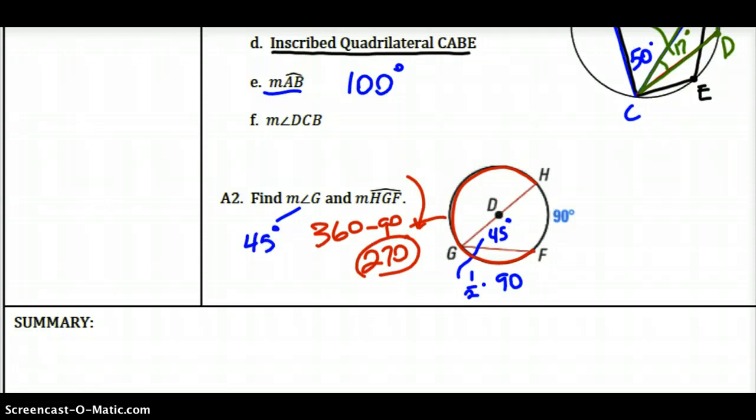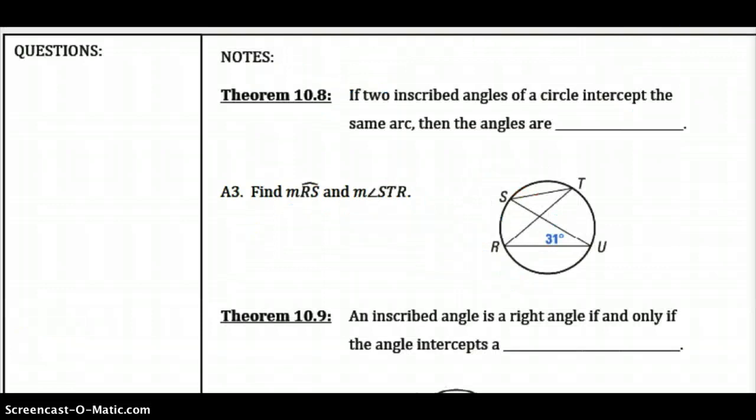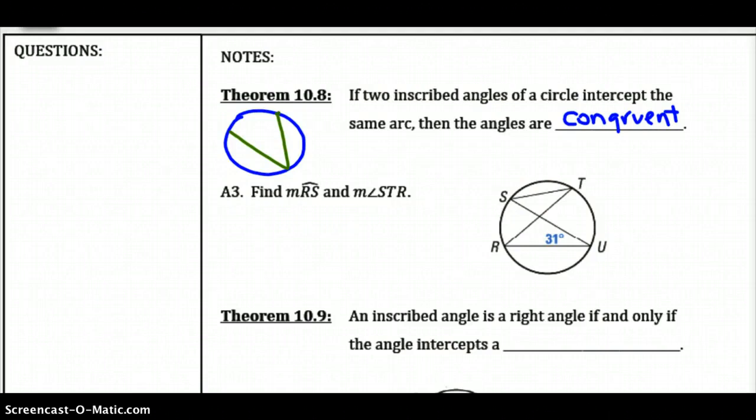Okay. Now let's move forward. An additional theorem here: if two inscribed angles of a circle intercept the same arc, then the angles are congruent. What does that look like? I've got a circle, with this angle intercepting this arc here. And if I've got this angle intercepting this arc here as well, then this angle must be congruent to that, because half of an amount is the same all the time.